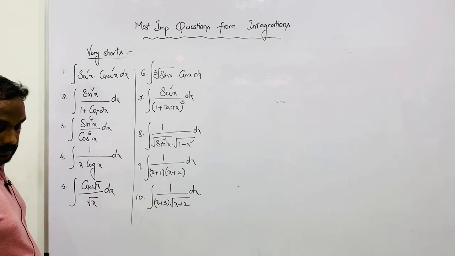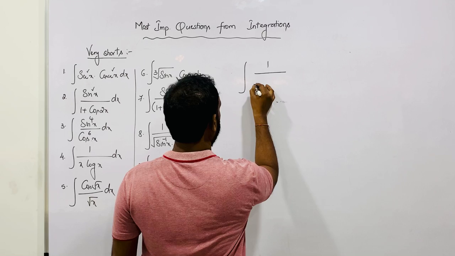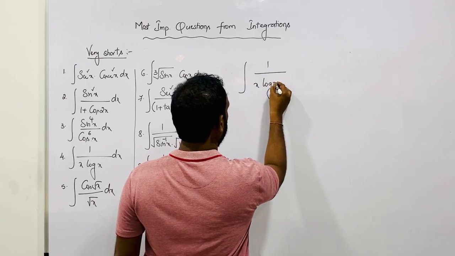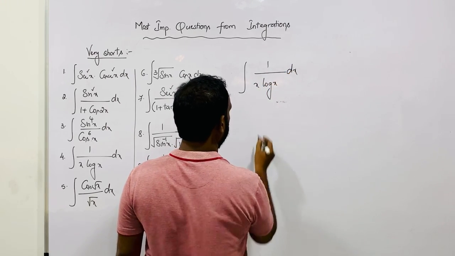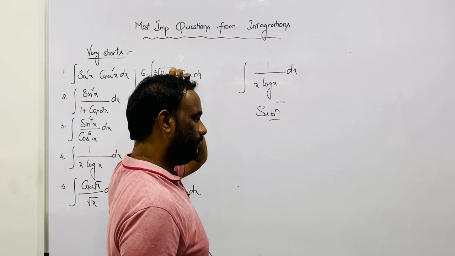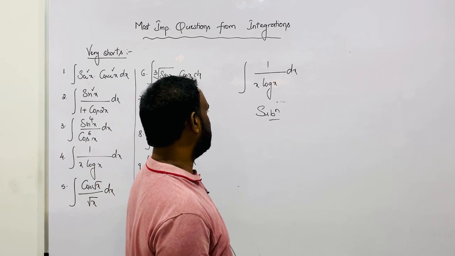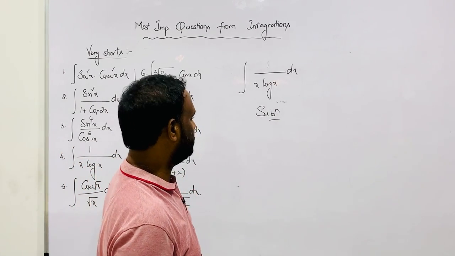Now the next one, integral of 1 by x log x dx. This problem can be solved by the easiest method, that is integration by substitution. Now which part should we substitute as t?